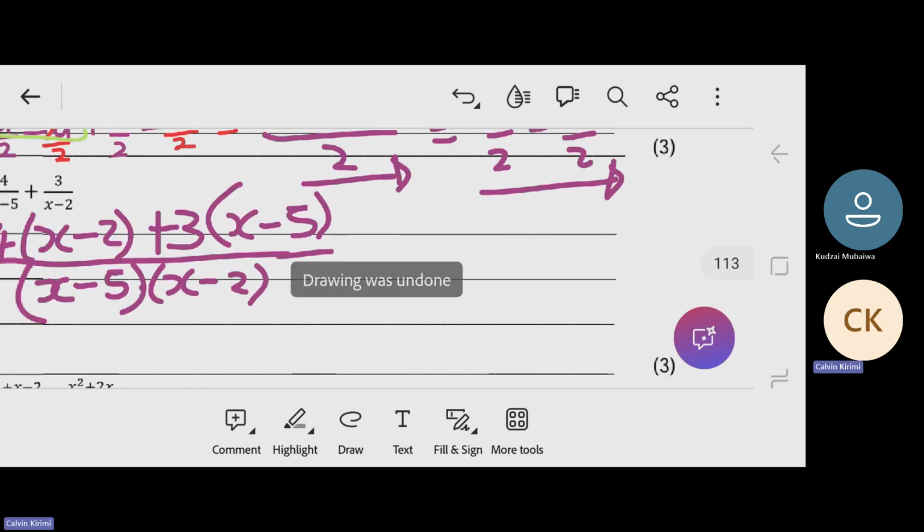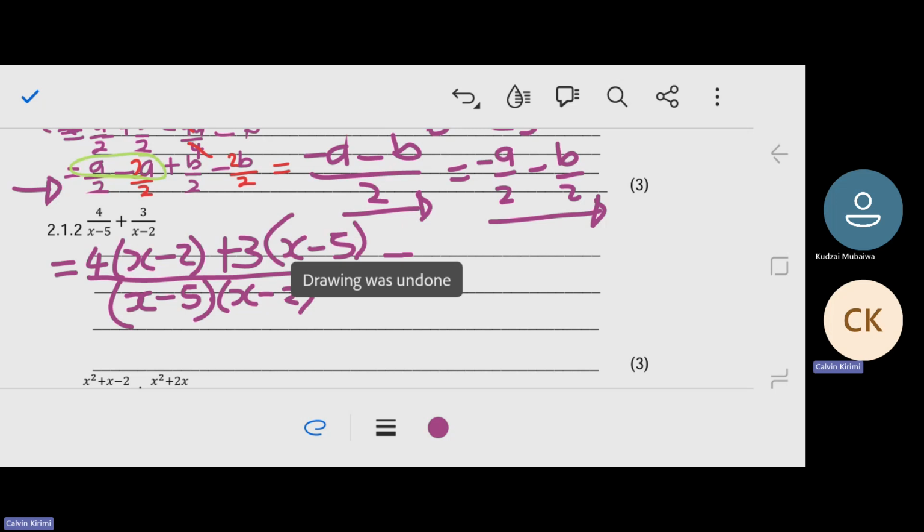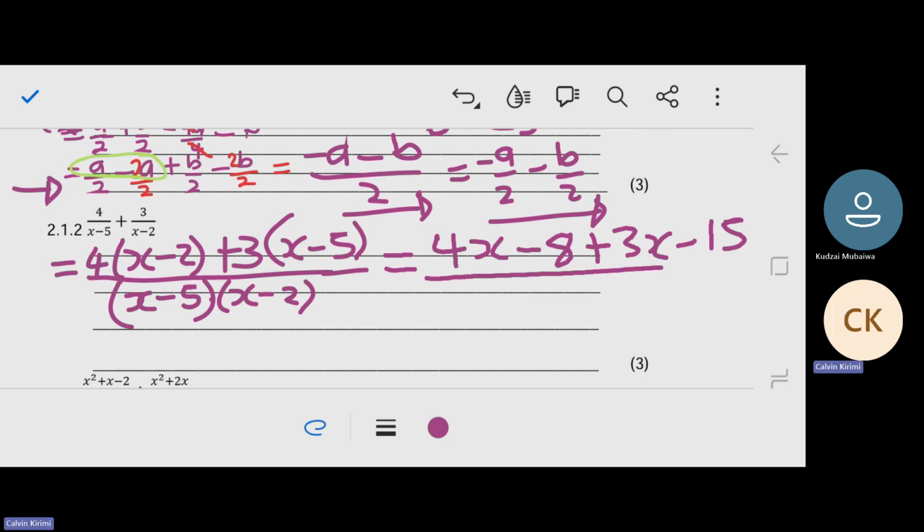Now this equals, what? 4 times x is 4x. 4 times negative 2 is negative 8. Plus 3x. Minus 15. Everything over 5 bracket x minus 2. Can I please go and get a charger? Yes, you can go and get your charger.